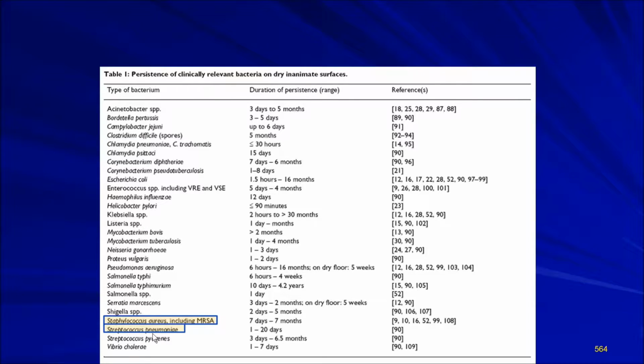So pneumonia has significant implications as far as infection control. And you can see here that the two major suspects for pneumonia, Streptococcus pneumoniae and Staph A, live from 1 to 20 days, or in the Staph A's case, 7 days to 7 months, can just be sitting around on objects waiting to be picked up. So we see that this is of paramount importance.